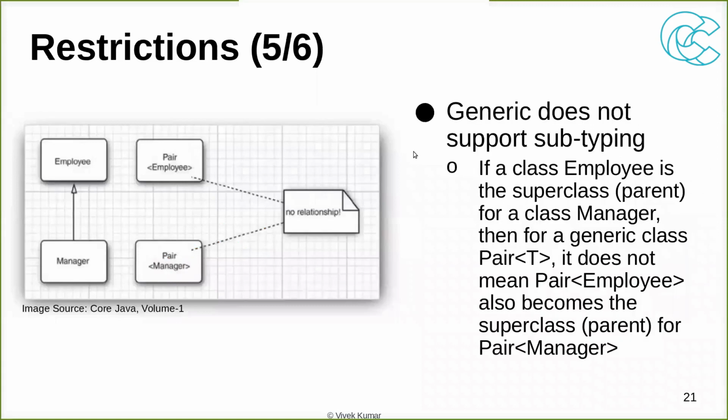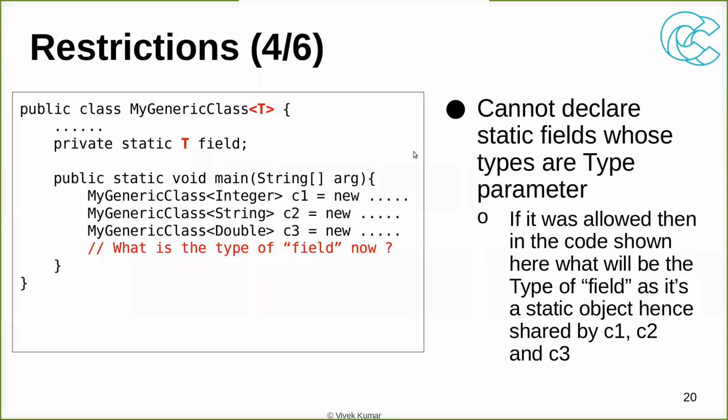Sir, the next restriction. If we are defining fields of the T type, but you said that after the compilation stage, T is removed from the code of the class, how can we define the fields of this T type if they are not static? Like private T field. How can we define that? Because after compilation, T should be removed from this class code, right?